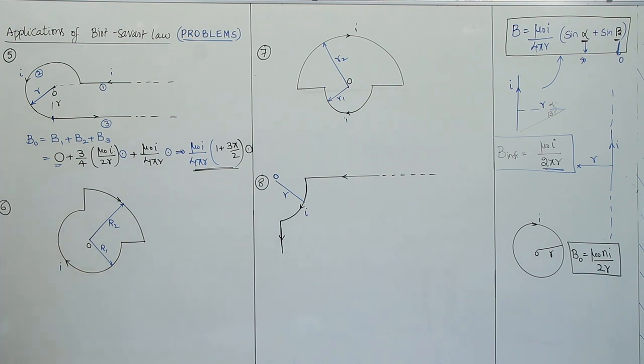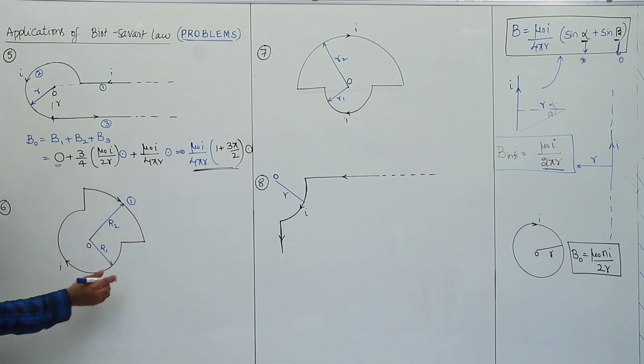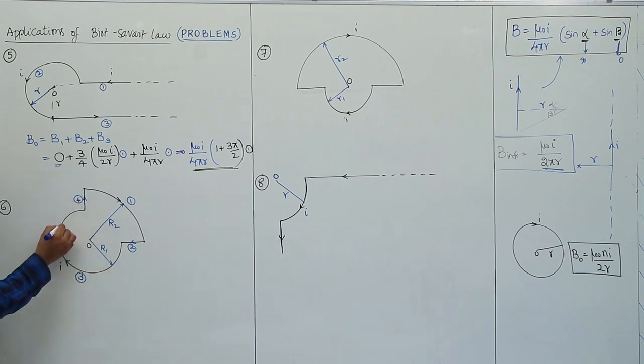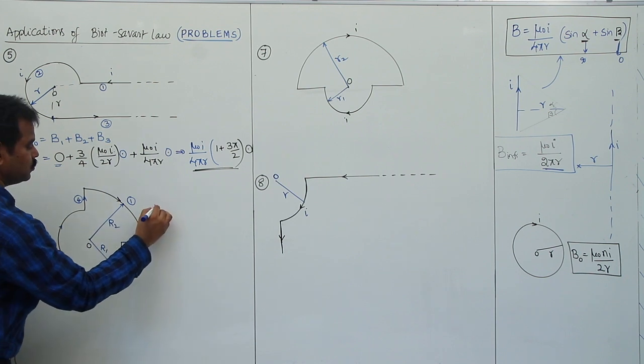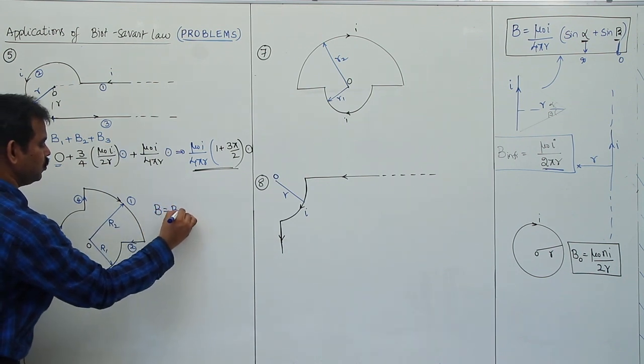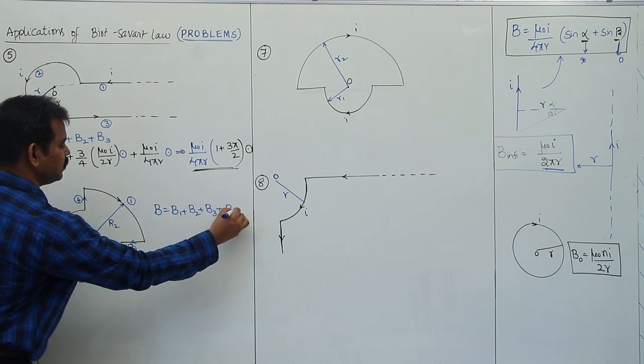Now, second problem. Here also we have 4 different parts. So you can start from somewhere here. So this is the first portion, 1/4 of a circular coil. This is the second portion where the current is flowing here. This is the third portion and this is the fourth portion. Now, what is the magnetic field at the center O due to the first one? So first let me write B is equal to B1 plus B2 plus B3 plus B4.